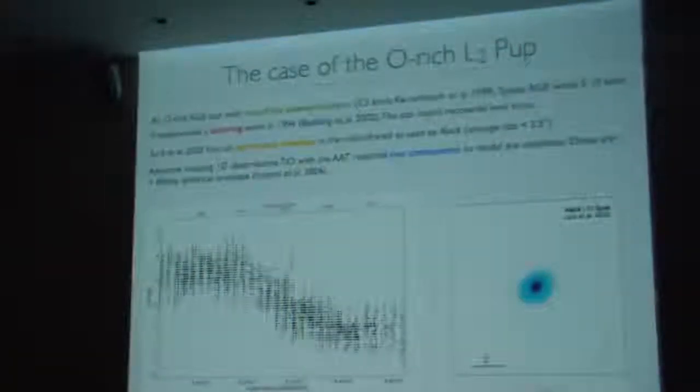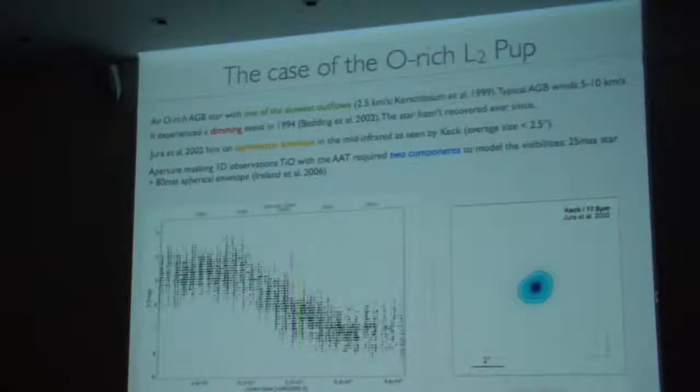It's another aperture masking experiment that happened in 2004, if I remember correctly. But it was one-dimensional observations. In this case, the mask was not two-dimensional, but just one line of holes. To model their results, they required two components: one for the star, about 25 milliarc seconds, and one for a second envelope of about 80 milliarc seconds.